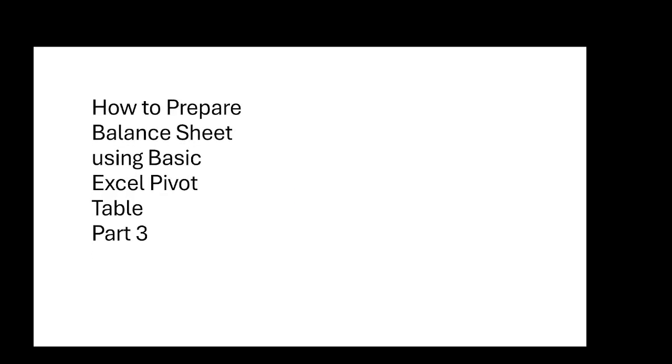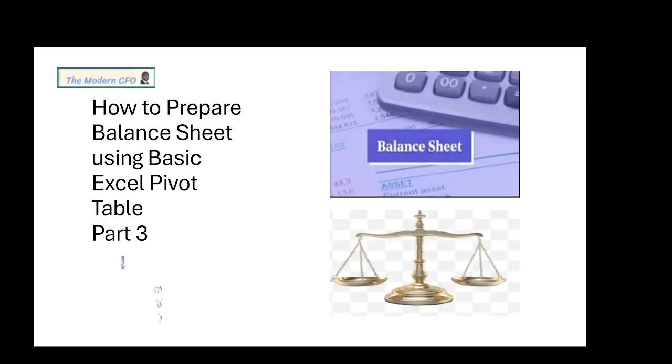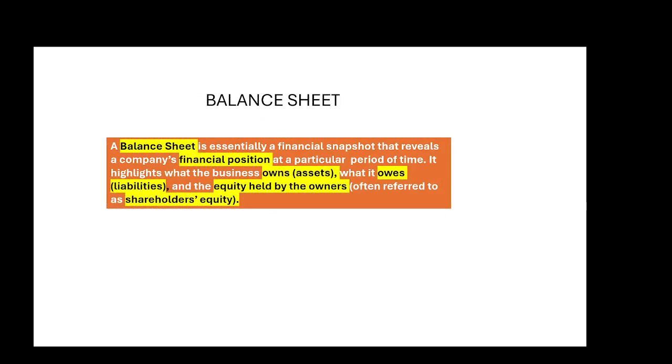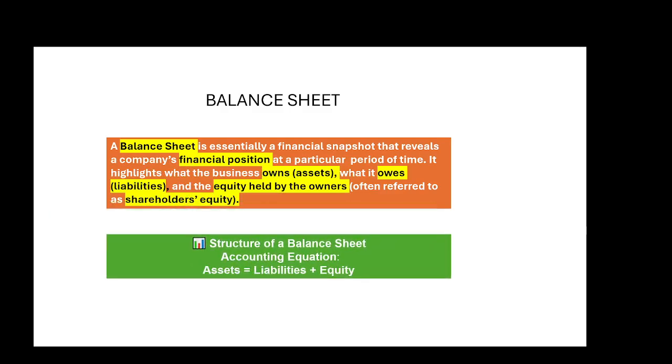Today we'll be looking at how to prepare a balance sheet using a basic Excel pivot table. That's our part 3. As we all know, the balance sheet is highly essential. It's a financial snapshot that reveals a company's financial position at a particular point in time, because it shows what the business owns, like your fixed assets, current assets, your cash, and your receivables. All these are your assets.